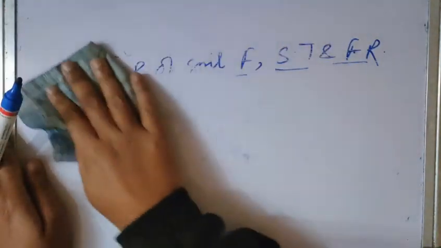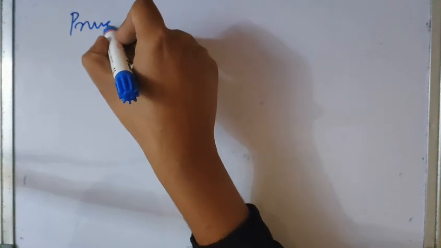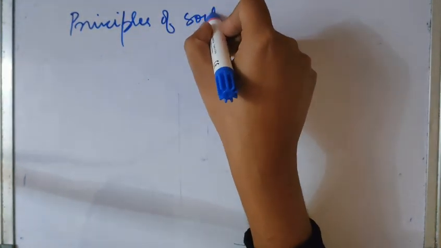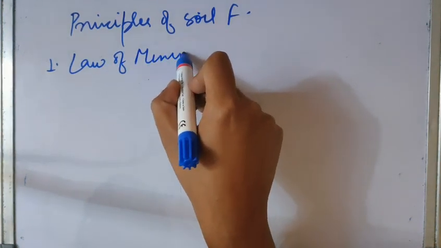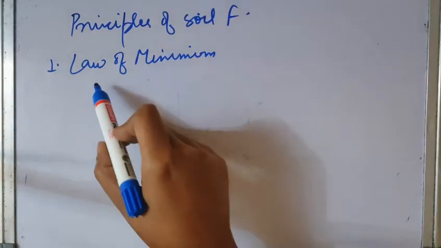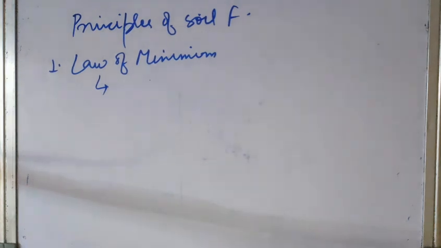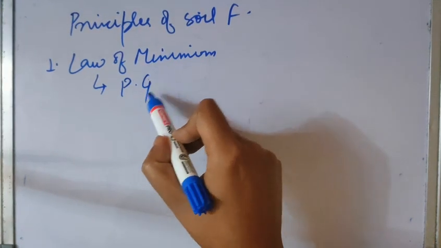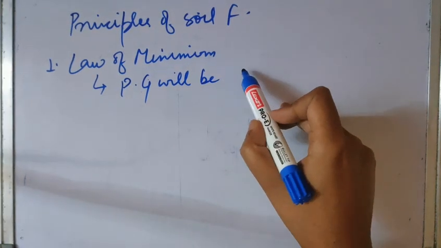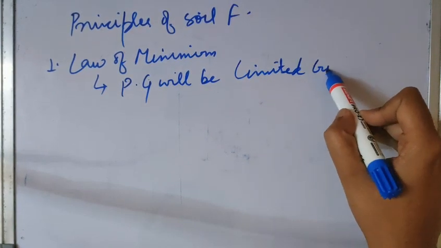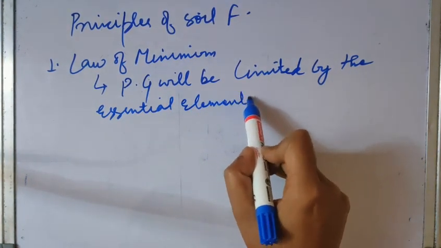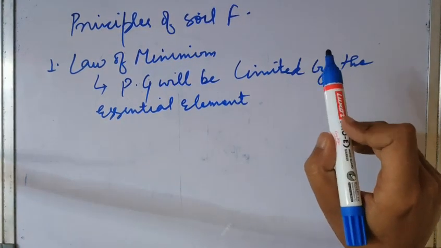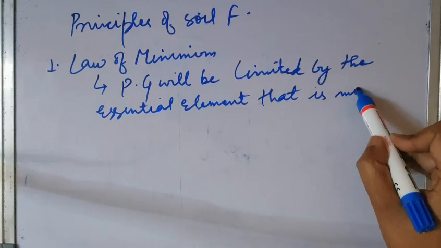In this lecture we are going to start from the principles of soil fertility. The first principle is the law of minimum. It states that plant growth will be limited by the essential element that is most deficient in soil.